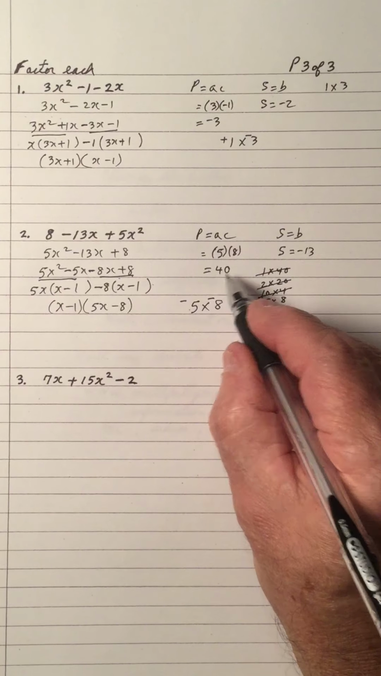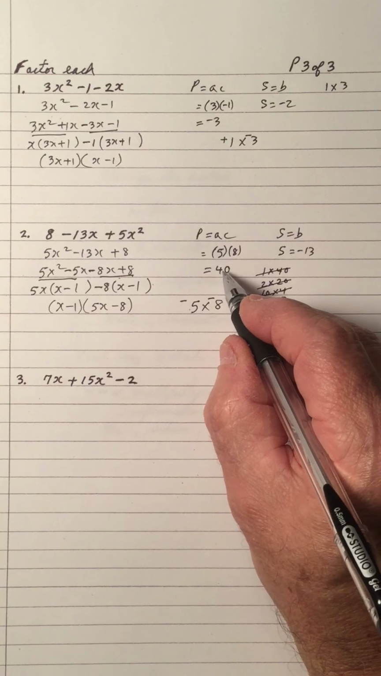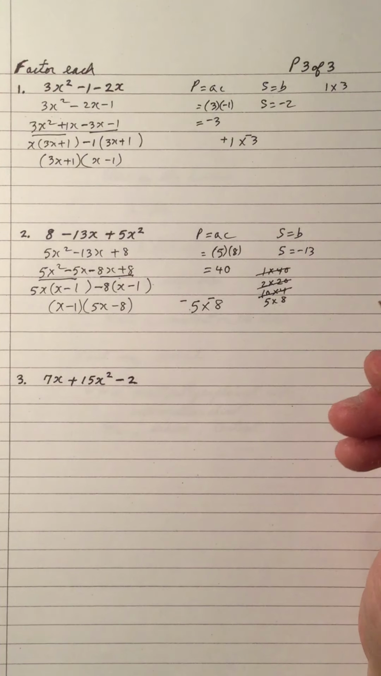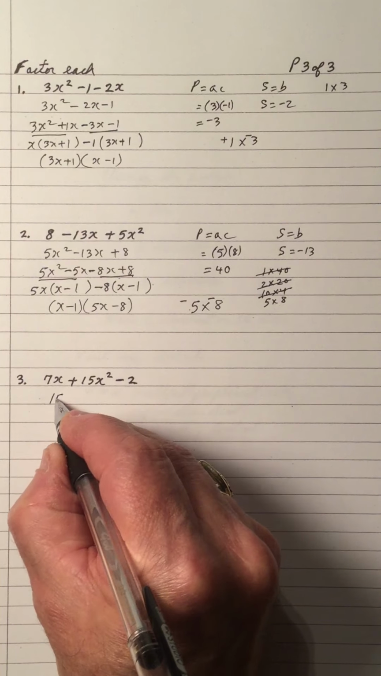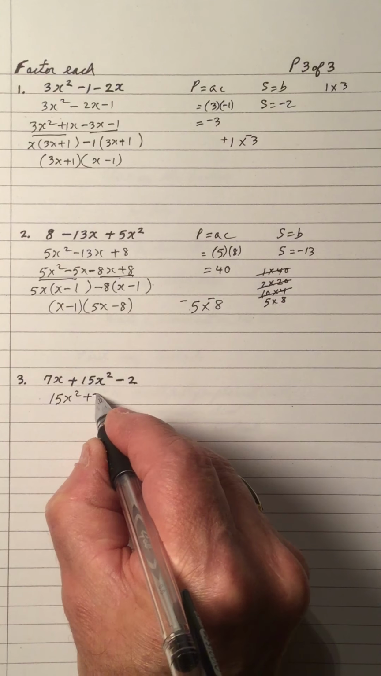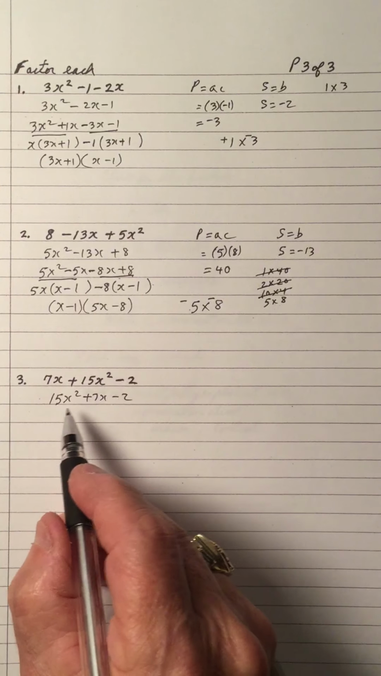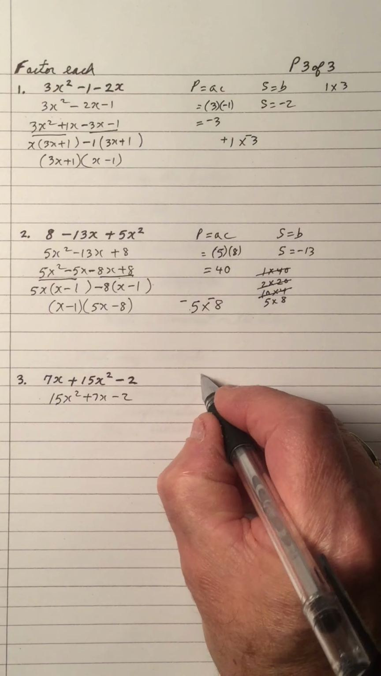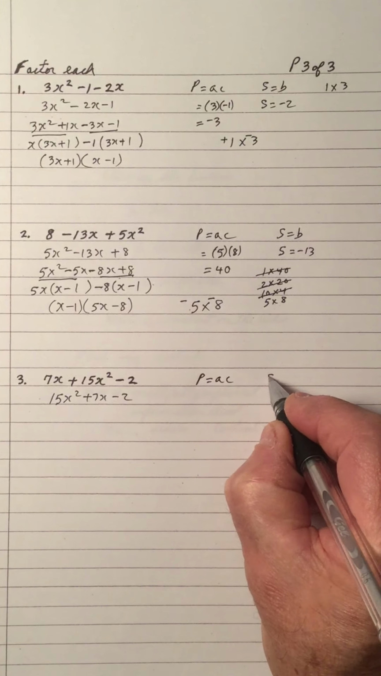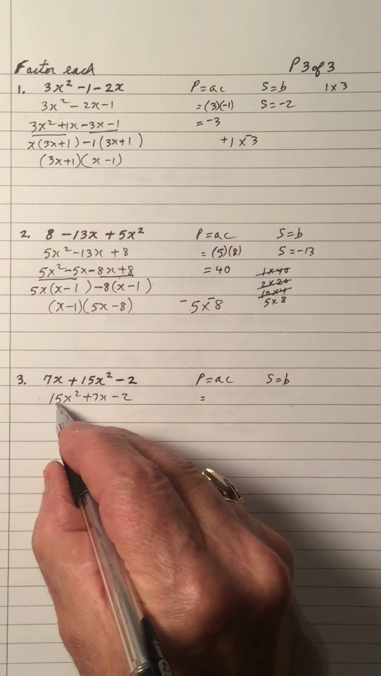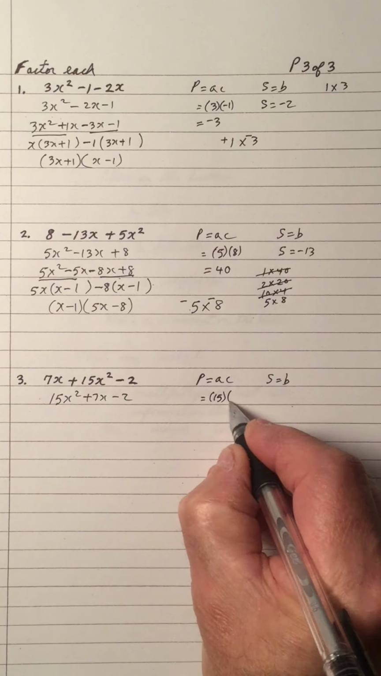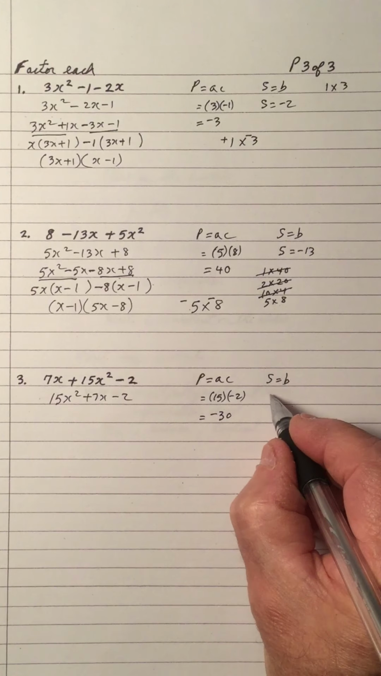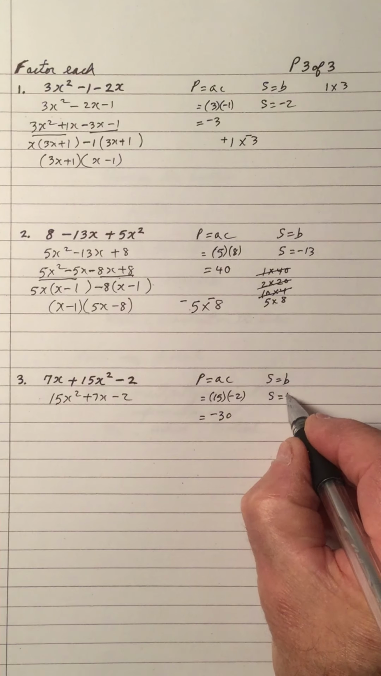So again, product and sum. Be careful. If the product is positive, then you'll have two of the same signs. If the product is negative, you'll have a plus and a minus. So I got 15x squared, then the x, and then the constant. Notice in descending order, it's x squared, x, and then the constant. Product is AC, sum is B. A is 15, C is negative 2. So that gives me negative 30. The sum is the B, which is the 7.